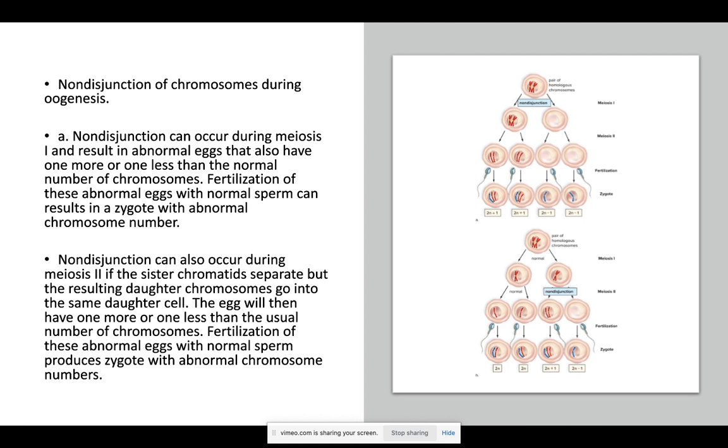So meiotic non-disjunction results in an abnormal production of either too many or too few chromosomes. Again, we should have 46 chromosomes, 23 pairs. So you can have too few and result in 45. That's actually a syndrome called Turner syndrome, or you can have too many. There are several different types in which there are too many, and we'll go over those.